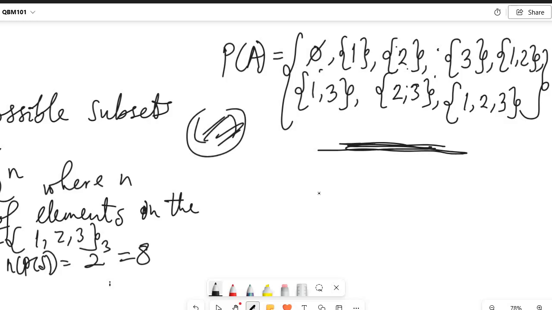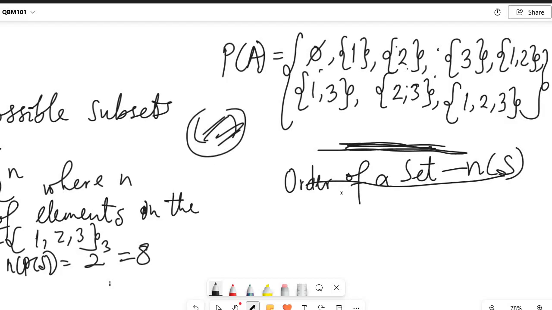Moving on, we could also have something called the order of a set. The order of a set is actually the same thing as the cardinality of a set. It just tells us the number of elements that we have in the set. Take note of that redefinition.